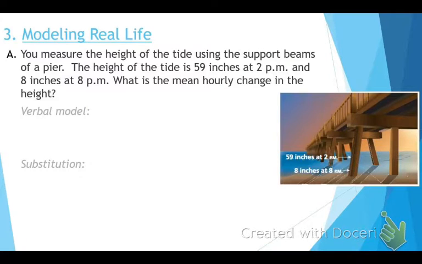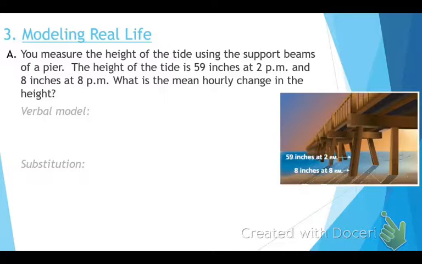All right, we're going to go ahead and relate this to real life, okay? You measure the height of the tide using the support beams of a pier. What is the tide? Very good. It's the water level or the water height down there at the ocean. The height of the tide is 59 inches at 2 p.m. And what is it at 8 p.m.? 8 inches. It's asking us now to find the mean hourly change in the height.